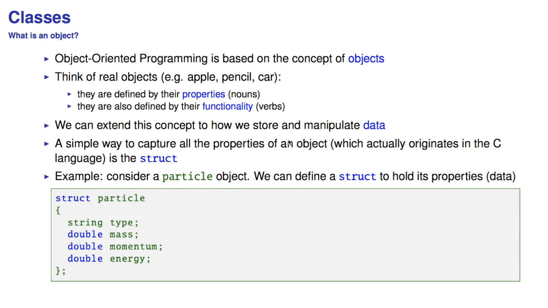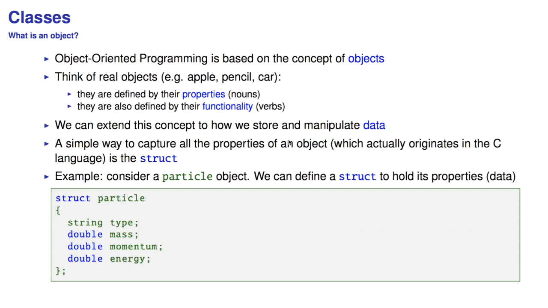A simple way to capture all the properties, so not the functionality, is a struct. And the struct actually originates in the C language, so it's a slightly older way of doing it, even though it's been taken on by the C++ language. I'll discuss a little bit later what the minor differences are.